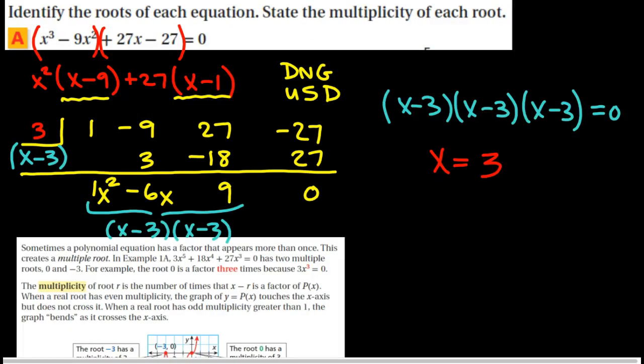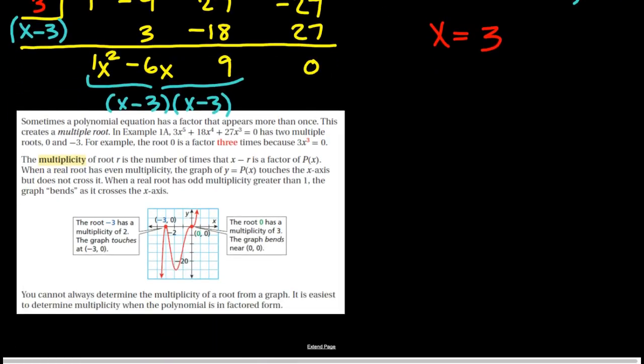Well, when it has an even or odd multiplicity, that implies something on the graph. So if you read about this, it says if it has an even multiplicity, at that root or that x-intercept, it goes up and it does not pass through the axis and it bounces back, kind of like a parabola does. You know how a parabola goes up and then it has like a maximum or minimum and then it comes back down. So if a root has an even multiplicity, it bounces back at the axis.